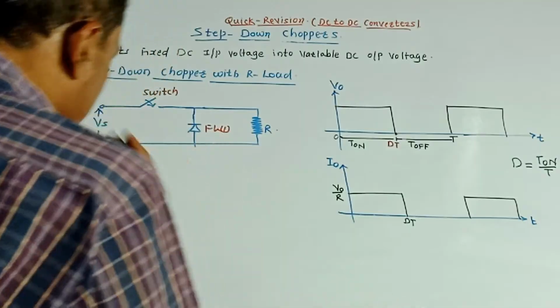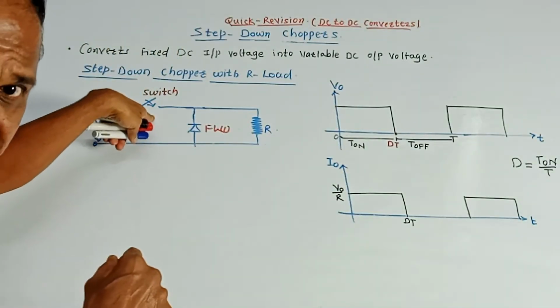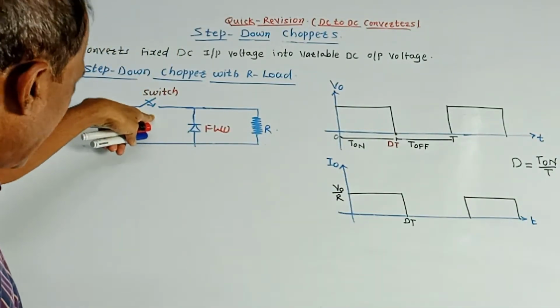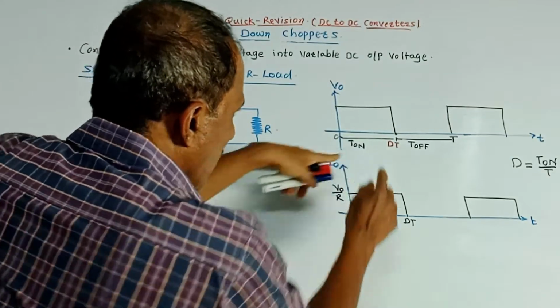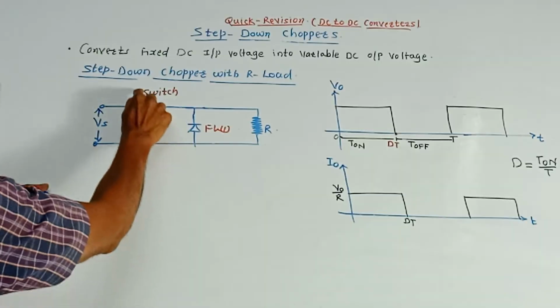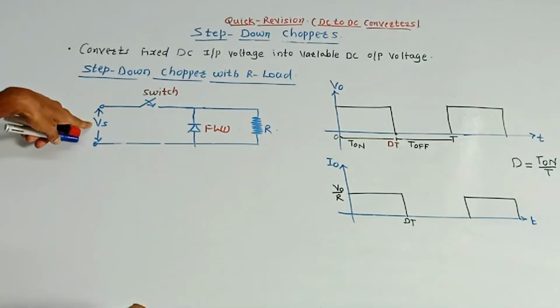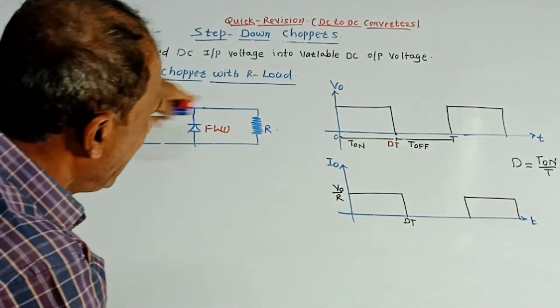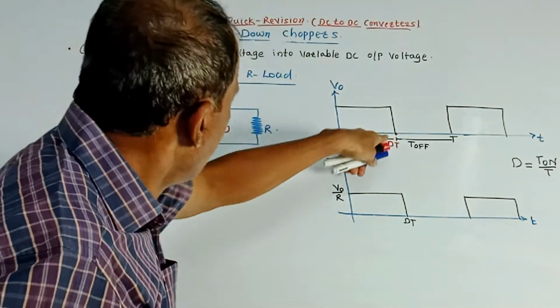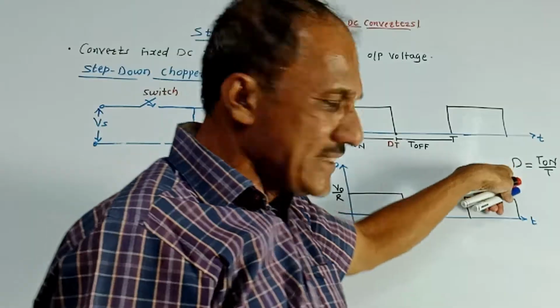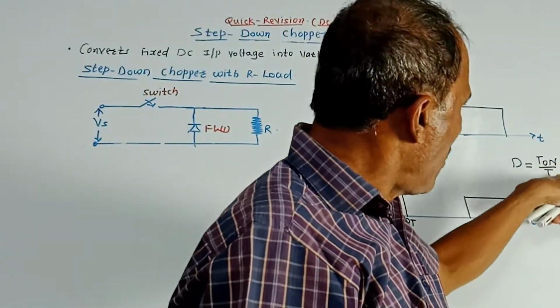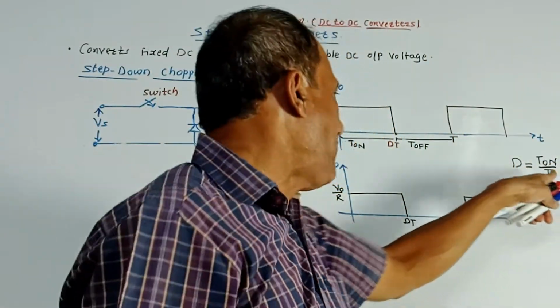This is a pretty simple operation. We are using one switch. This is an electronic switch. Let us assume that the switch is closed for a certain time period, that is called T on. Whenever the switch is closed, whatever input DC is there will be directly available at the output, say up to time period dT. D is called duty cycle, which is defined as T on upon T. T is the total time period.